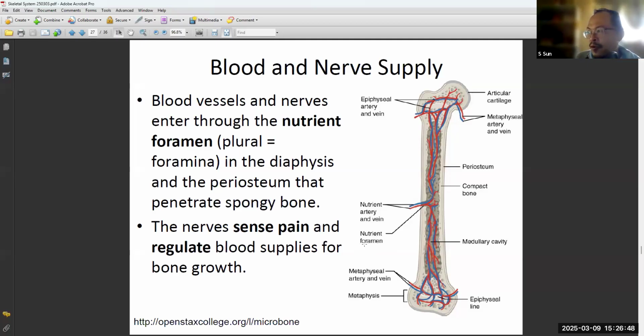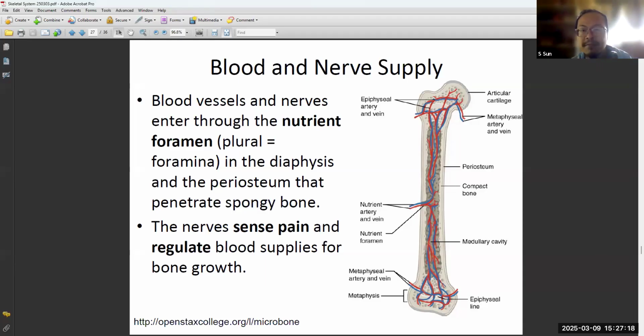the nutrient foramen. If it's plural, it's called foramina, and single is called foramen. And so this foramen is an opening that allows blood vessels to come in, and then it can nourish the bone. And you have multiple. You can come in from the middle. You can come in from the epiphyseal regions.